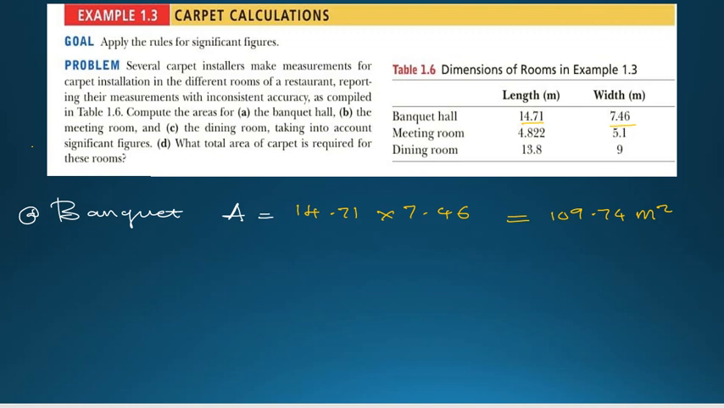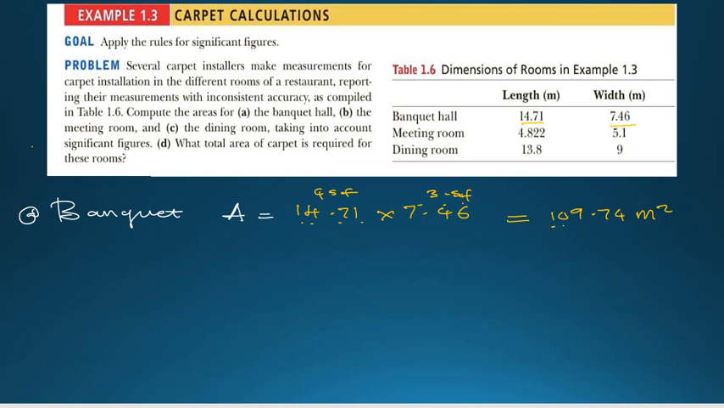When you are multiplying, guys, you count the number of significant figures in each figure. So this has 1, 2, 3, 4. It has 4 significant figures. Here we have 1, 2, 3. It has 3 significant figures. That means our answer should be in 3 significant figures.